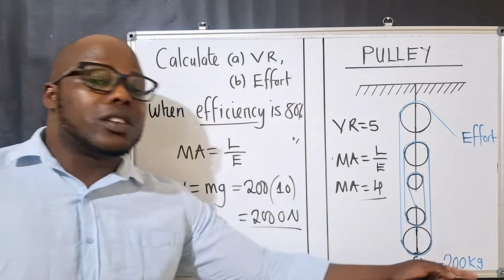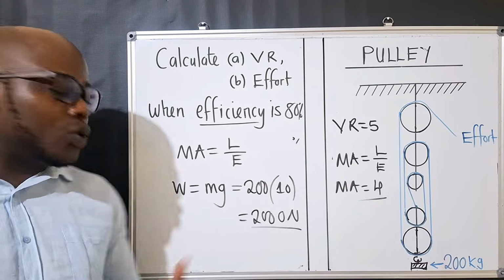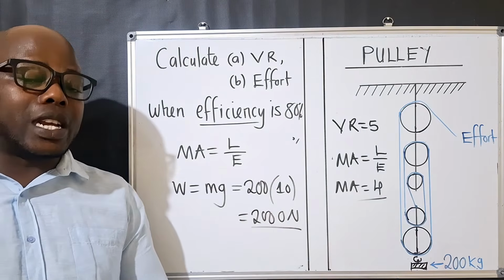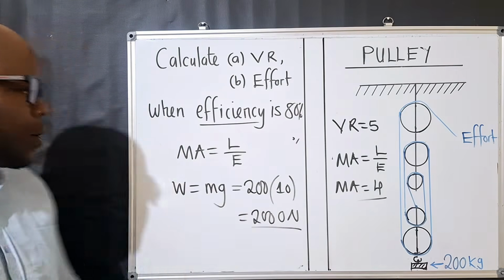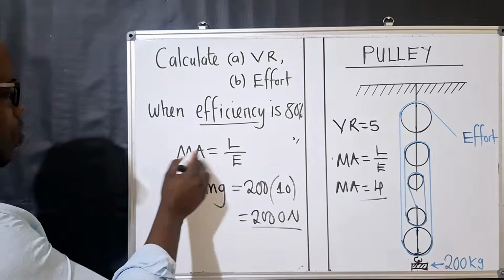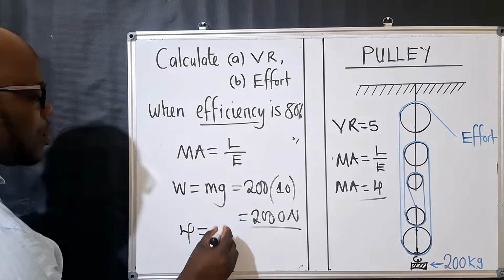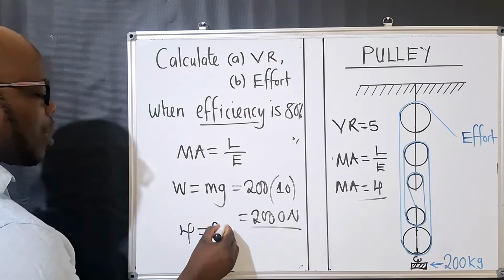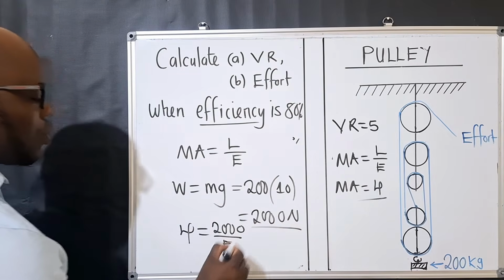When you see the kgs, just know that you're dealing with a mass. But to convert that mass to weight, you're supposed to multiply by 10. This is the formula we use, mass times gravity. So therefore, what is our mechanical advantage? It's 4, which is equal to our load there. Now, this is our load, the weight which is here, 2000 newtons, over the effort we don't know. That's what we're looking for.